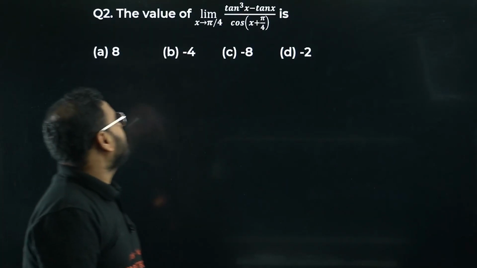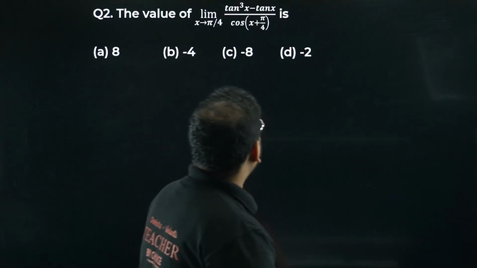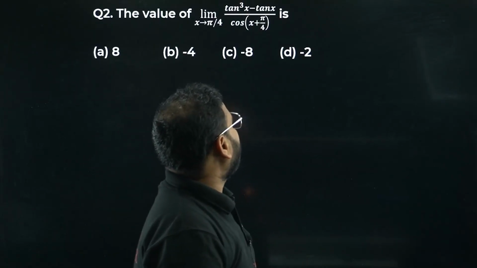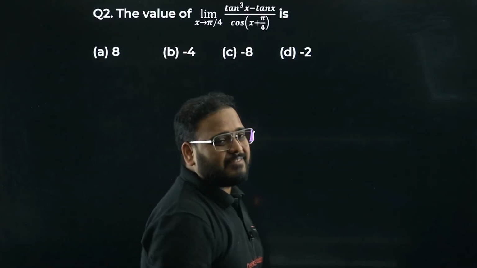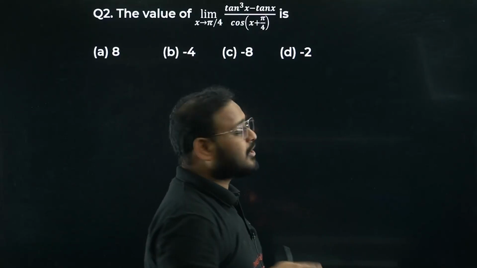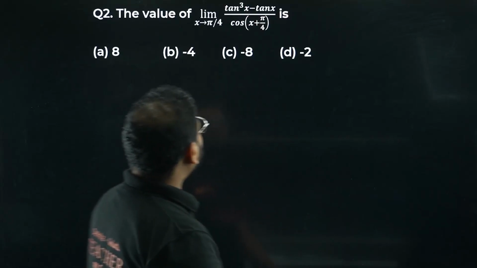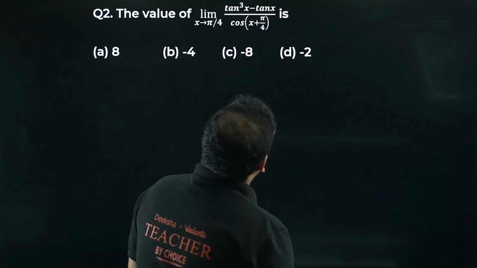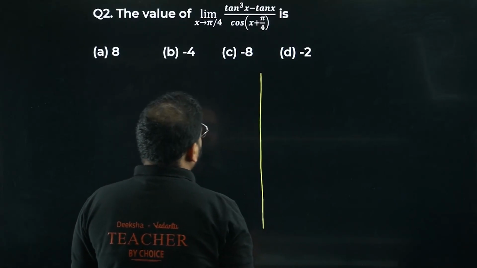Now question number 2. Find the value of the limit. Very good question. As x tends to pi by 4, tan cube x minus tan x upon cos of x plus pi by 4. Of course, for the denominator, I have to use the formula cos A cos B minus sin A sin B. So we need sin and cos in the numerator also. Something can be cancelled, otherwise it's not defined. Let's see what we can do. I have to simplify that first.